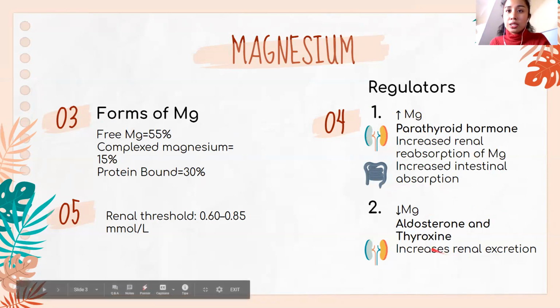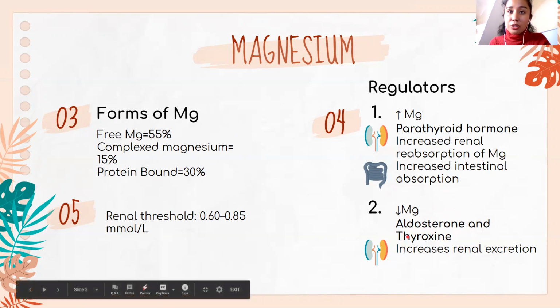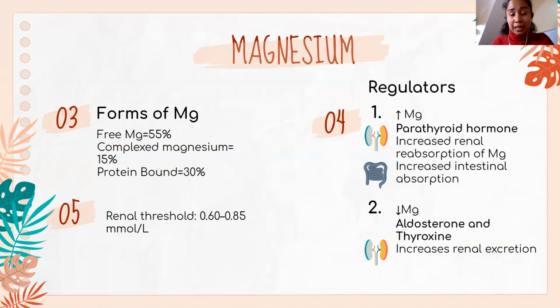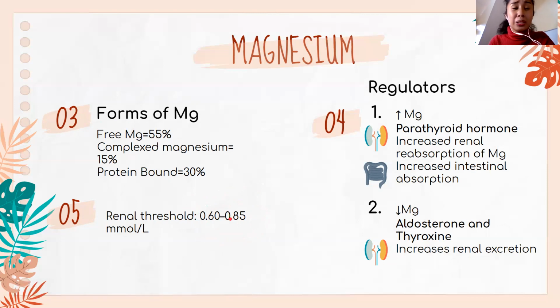And class, aldosterone and thyroxine. Aldosterone is from your adrenal cortex, and thyroxine. They increase the renal excretion. Sila ang nagpapababa ng magnesium; they excrete magnesium into your urine. So class, if your magnesium exceeds 0.6 to 0.85 millimoles per liter, the magnesium will be released in your urine. So yan yung limit niya.